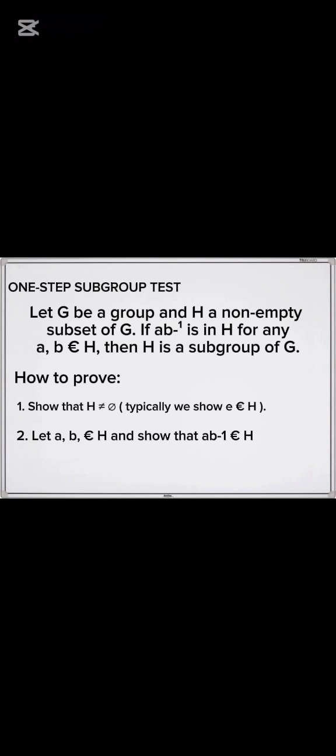So we are going to let a and b both be elements of H, which is the subgroup. So we have to show that what is then true is that ab inverse is also in H. So, proof using the one-step subgroup test.